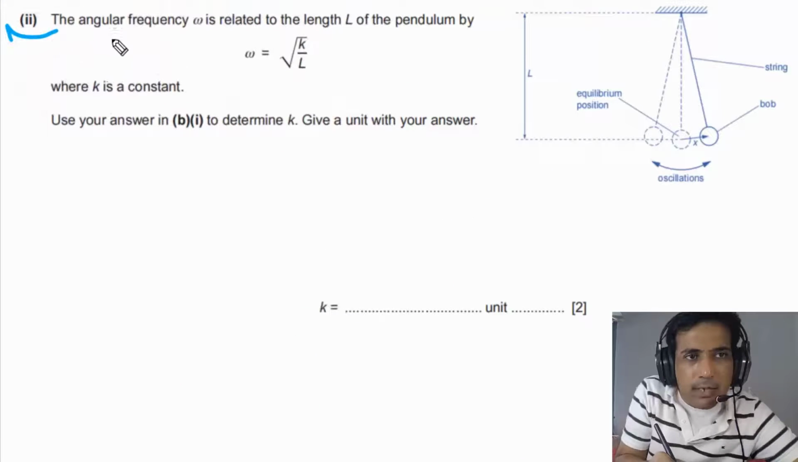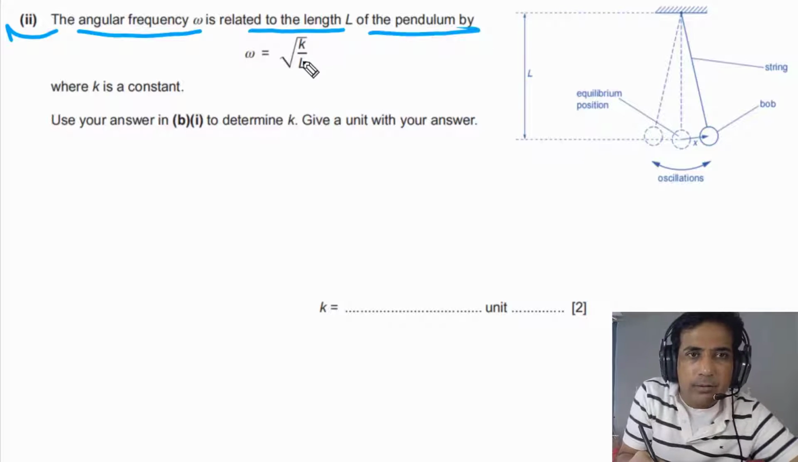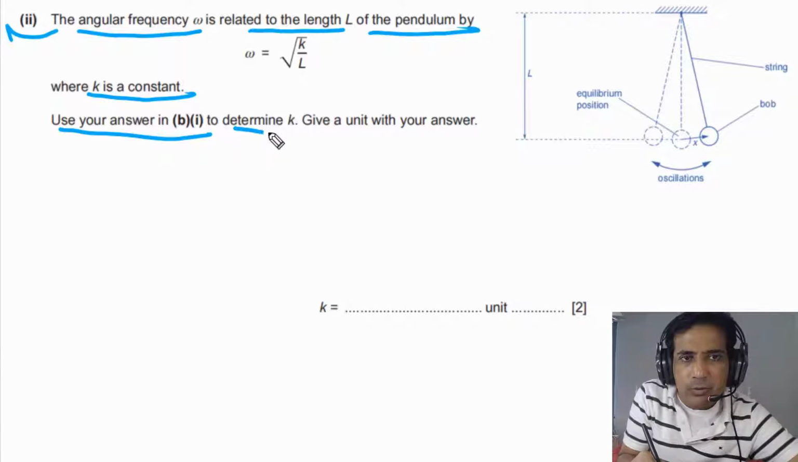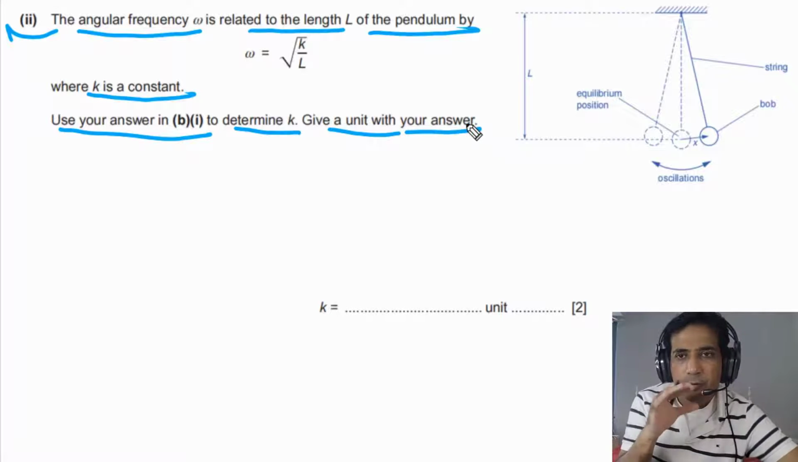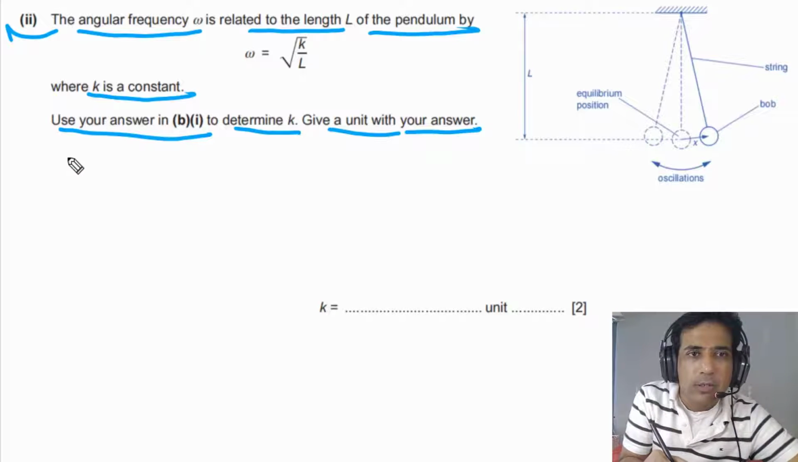For the second part, it is given to us the angular frequency omega is related to the length L of the pendulum by this equation. And it is also given to us K is a constant. Use your answer in B1 to determine K. Give a unit with your answer. So for this question, you need to write down the unit and also you need to write down the magnitude of K. So first of all, let's try to understand how we can calculate K.